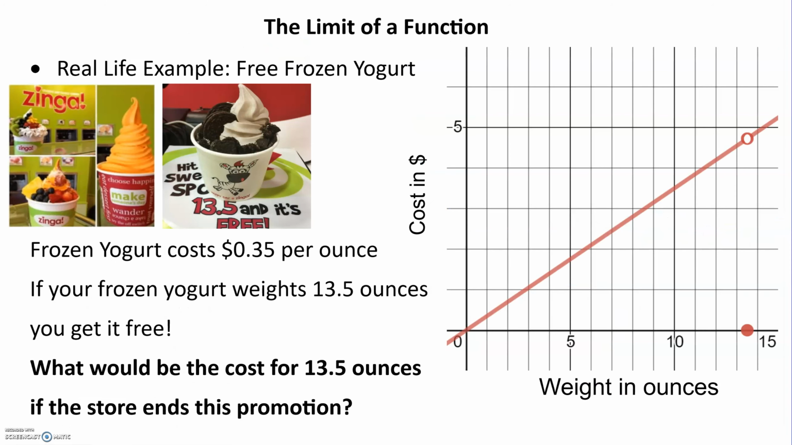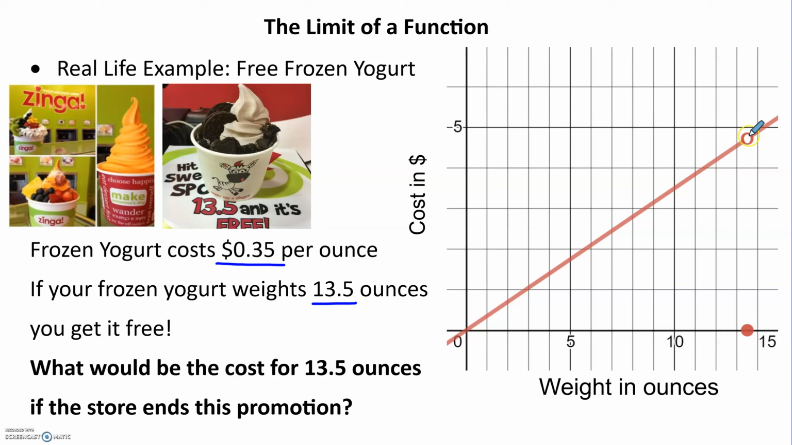Now that's a very mathematical way of seeing the limit. I always like to put mathematical ideas into the context of something in real life. So an example that I thought of is my favorite yogurt shop. There was a yogurt shop called Zynga in Colorado that used to run a promotion where if your frozen yogurt weighed 13.5 ounces, you would get it for free. And normally the yogurt costs 35 cents per ounce. So if we were to graph the cost of our yogurt, as the weight in ounces would go up, we would anticipate the cost to go up by that 35 cents per ounce. We would have this nice linear equation.